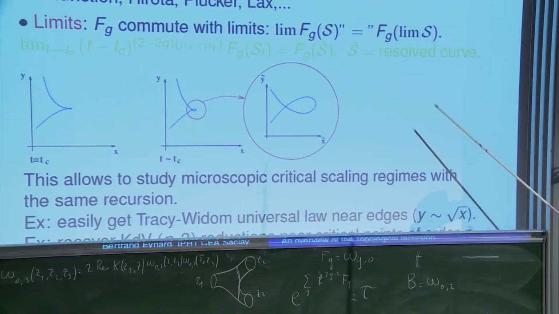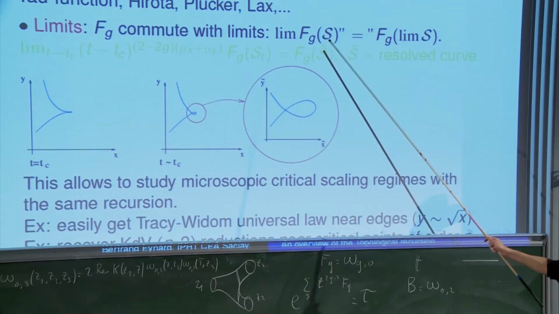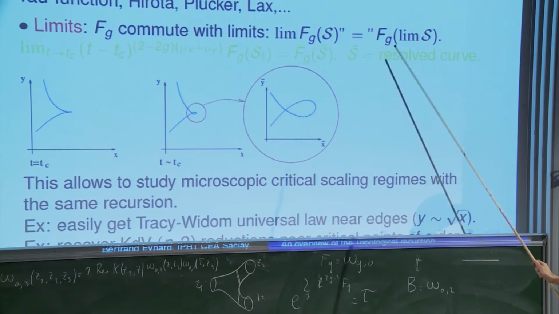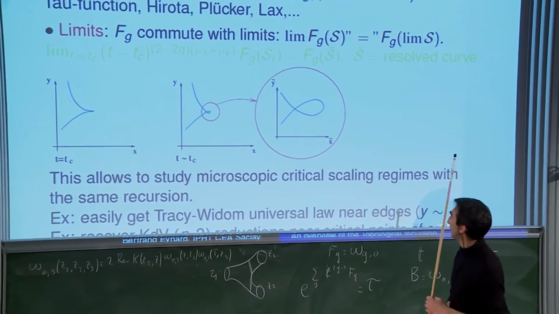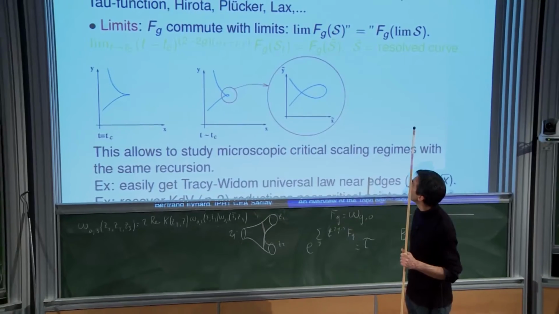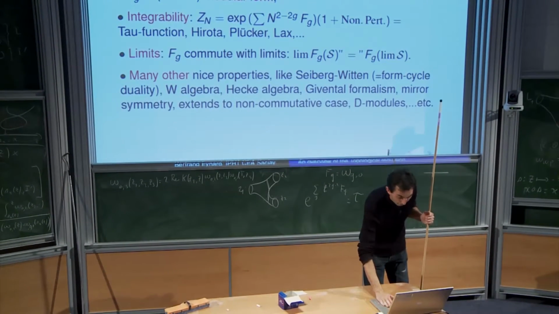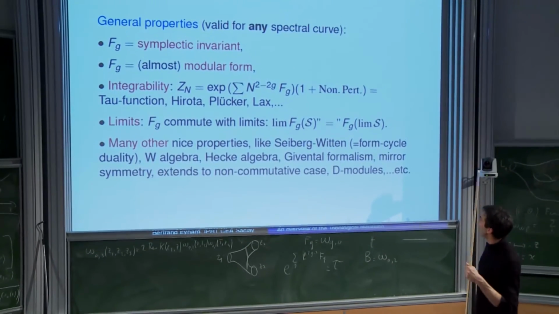The idea is that the Fg's and the omega g,n's, in fact, all the omega g,n's, do commute with taking such limits. And this is an extremely useful property. And there are many, many other nice properties, but I don't have time to explain.